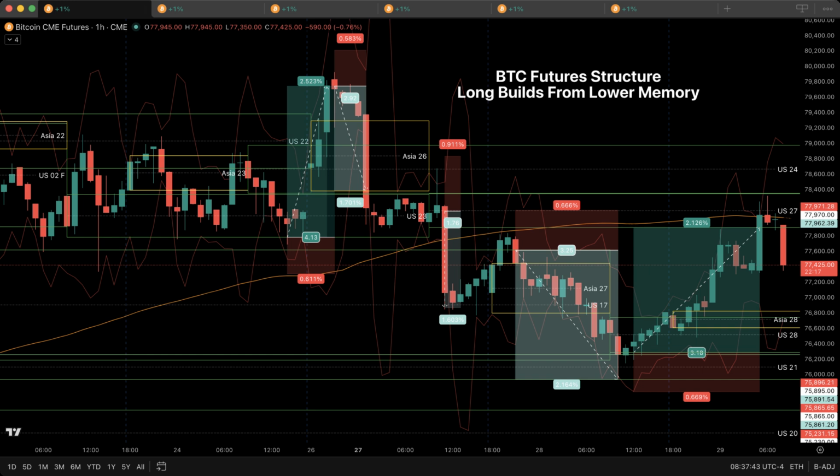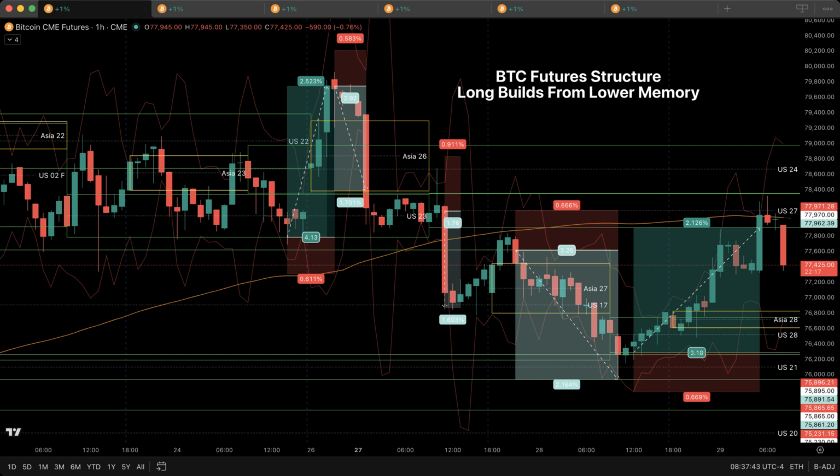Now the long setup appears. Long entry line: April 28th U.S. session lower boundary. Stop loss line: April 21st U.S. session box, 150% lower extension. Take profit line: April 27th Asia session midpoint. First trailing target: April 17th U.S. session upper boundary. Second trailing target: April 27th U.S. session lower boundary. Risk-reward ratio: 3.18.